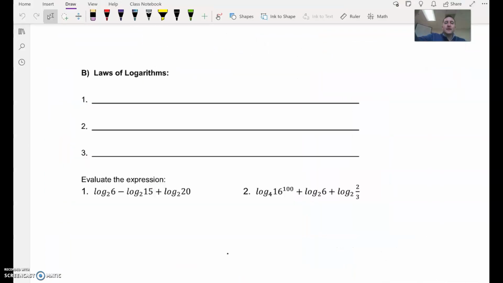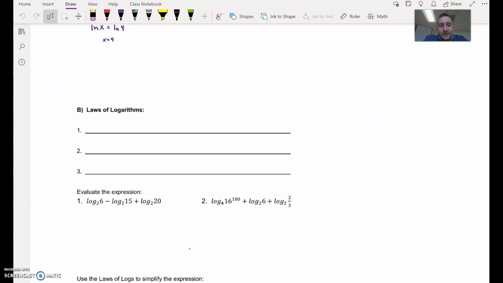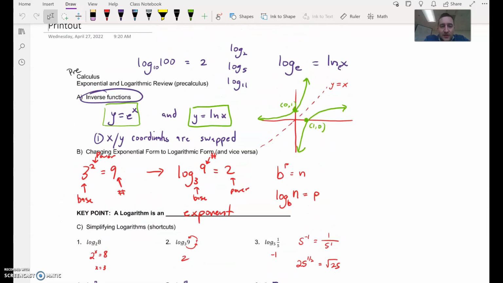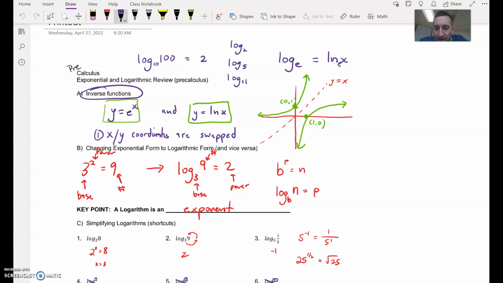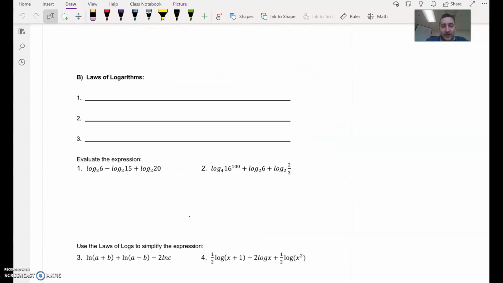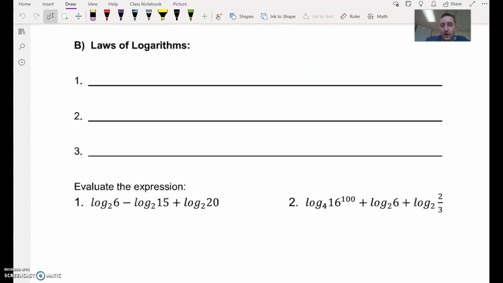All right. We did these notes together. We kind of talked about the introduction to logs. We talked about how an exponential equation and a logarithm equation are inverses. That's important. They kind of undo one another. And that's actually an important concept when we jump into the laws of logarithms.